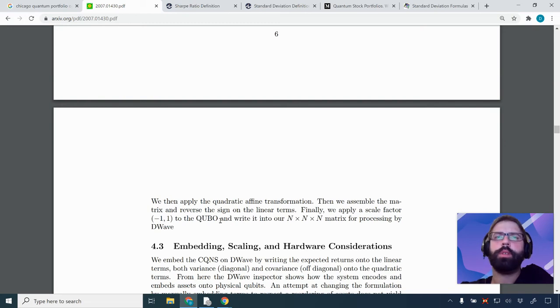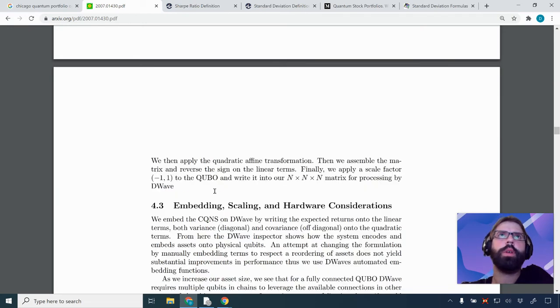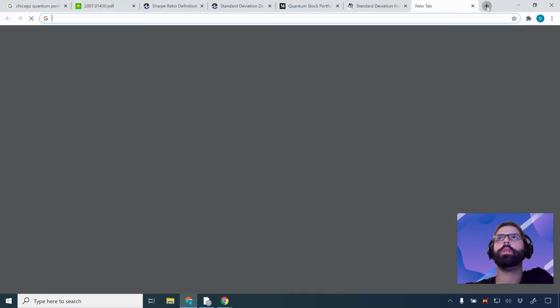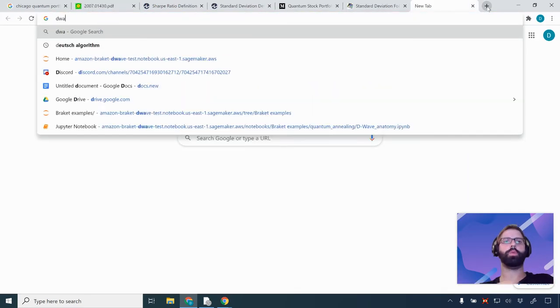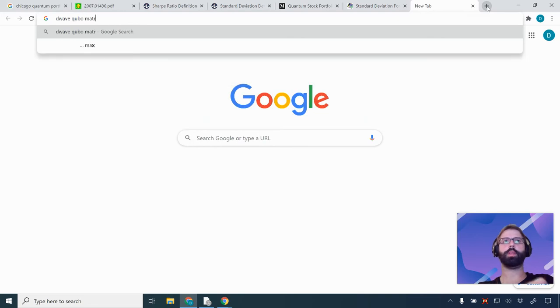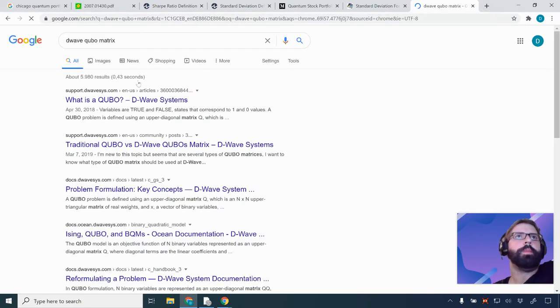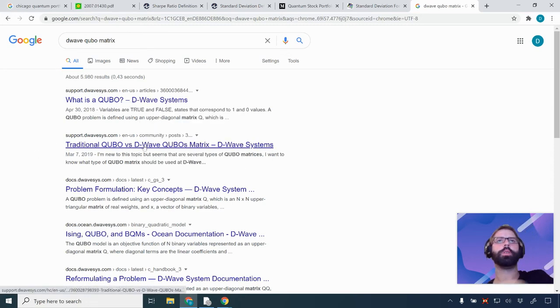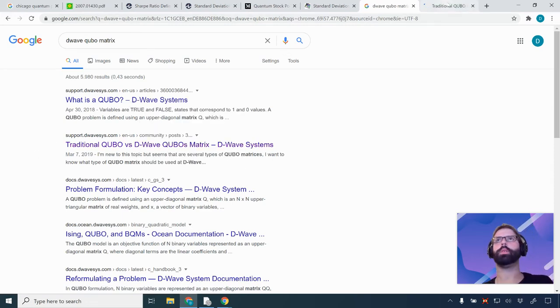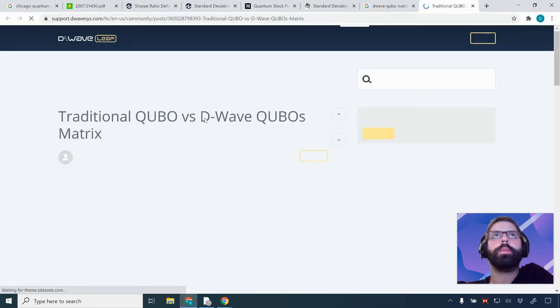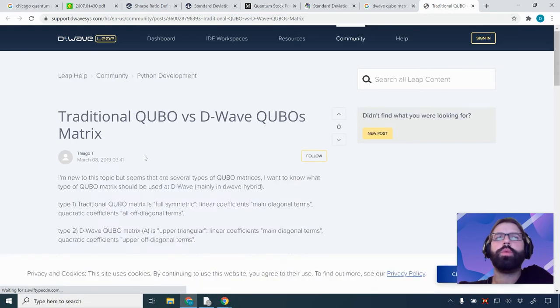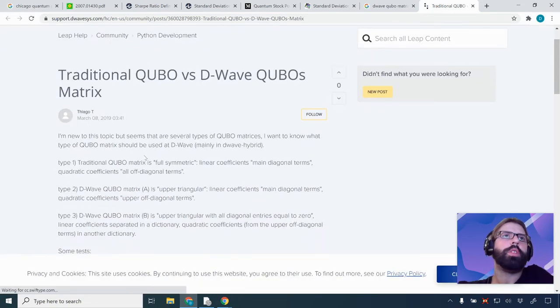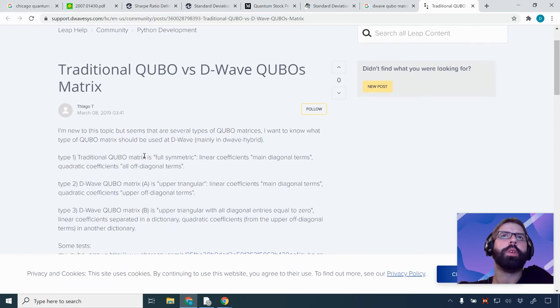Why a matrix? First of all, QUBO matrix. Oh, here we go. So what is this? Why a matrix? I need to stop since there are several types of QUBO matrices. I won't know which should be used in D-Wave, mainly in D-Wave hybrid.